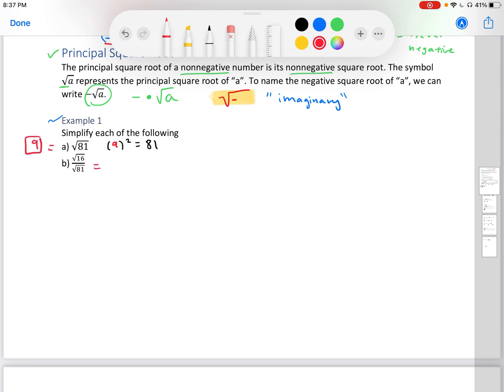How about this one with fractions? We do the same thing. Think of the square root as a grouping symbol. So we know the square root of 16. What number can I multiply by itself twice to get 16? That's 4. And the square root of 81. What number can I multiply by itself twice to get 81? That's 9. So just like a fraction, just like a parentheses, we can go ahead and do that first. So the square root of 16 is 4. The square root of 81 is 9. And we'll talk more about radicals and special rules for them as we move on through the chapter.